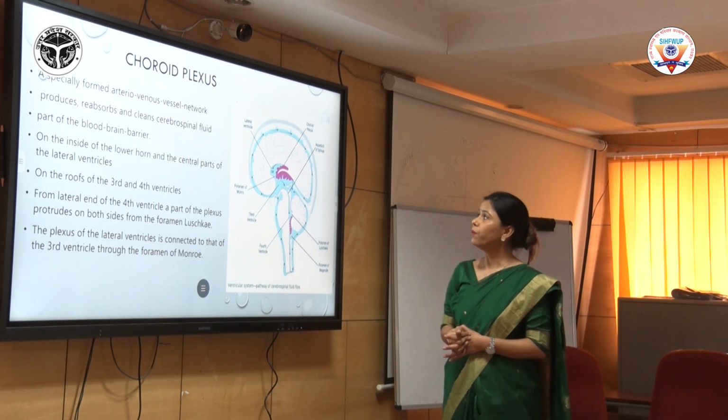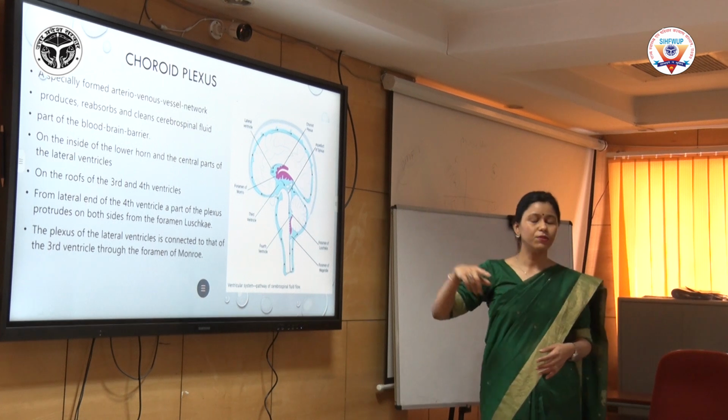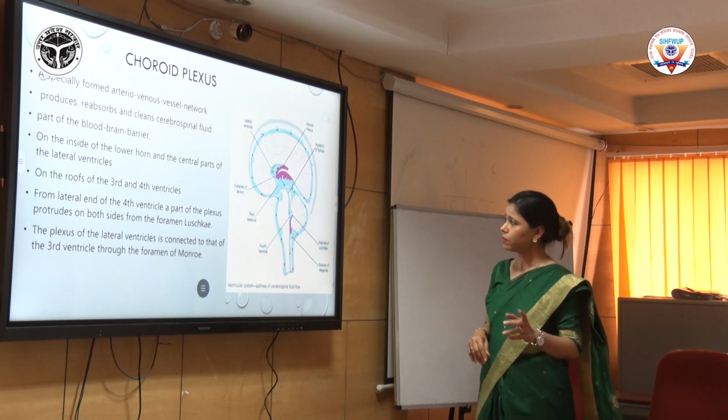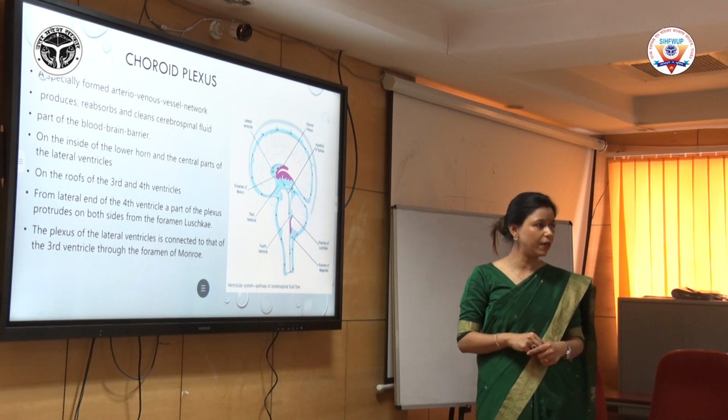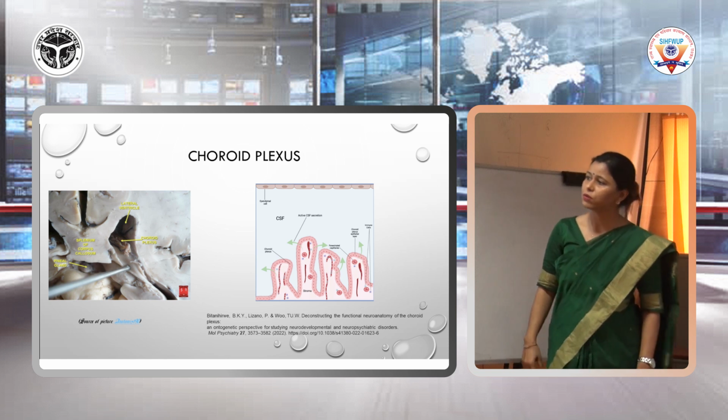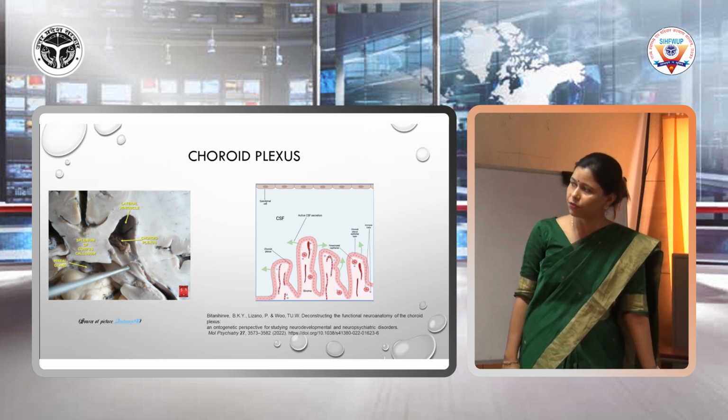Okay, and these arachnoid granulations, they are absent in the floor of the middle cranial fossa, right? So we will see the significance of that when it is absent in the floor of the middle cranial fossa. So this is the actual picture that I have taken from the net.